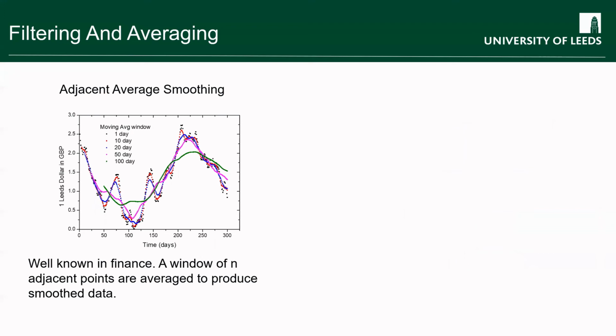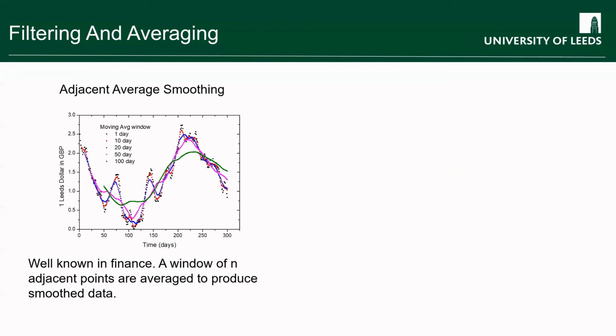And so the simplest thing is to do an adjacent average smoothing. So what you do here is you take 10 points and you average them, and you record that value. Then you shift over by 1 point and take points 2 to 11 and average them, and then points 3 to 12 and average them, and 4 to 13 and average them, and so on, and gradually build up that way. And so every single point you're working with is composed of the average of several points. This is a well-known thing in finance.